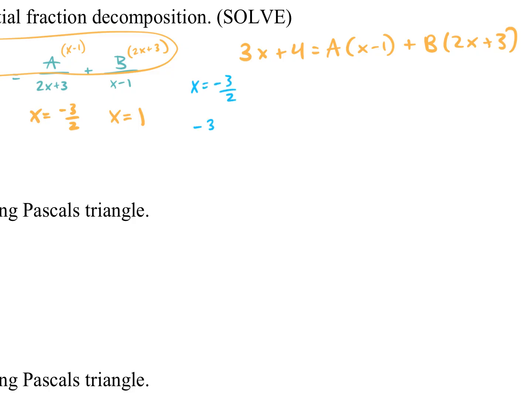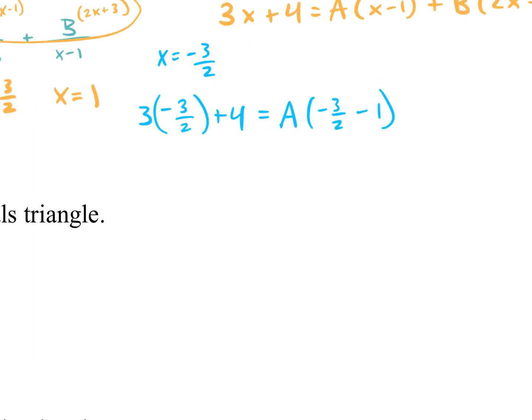So negative 3 halves times 3 plus 4 equals a times negative 3 over 2 minus 1. When we plug in that negative 3 halves, it's going to cancel out the b. It's going to go away. So we're just solving for a here.